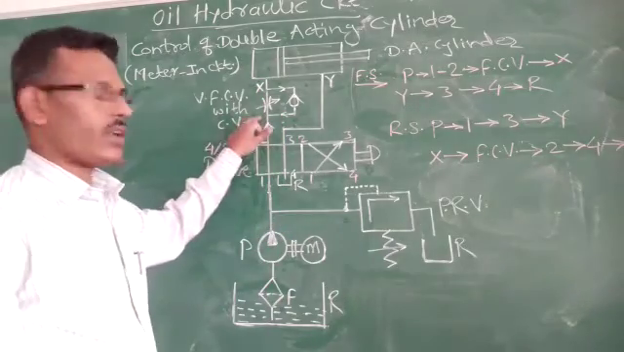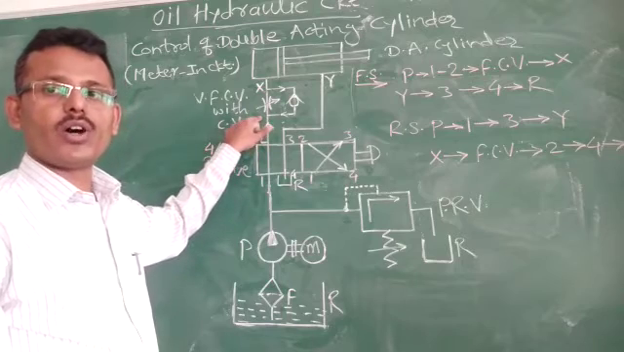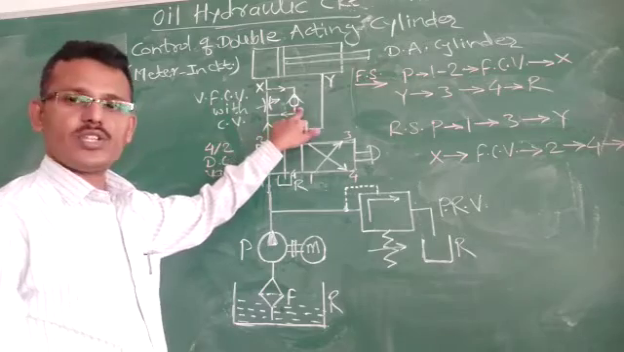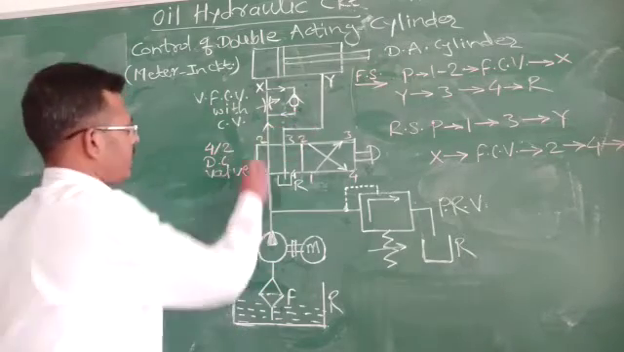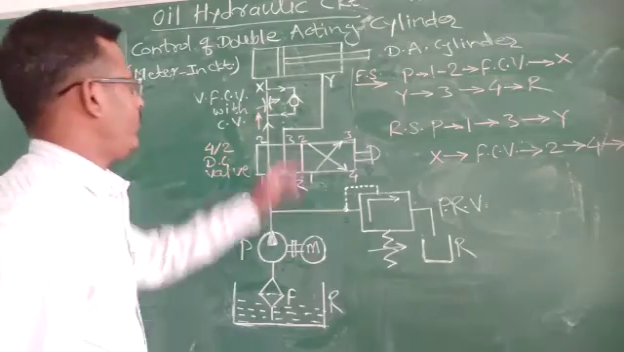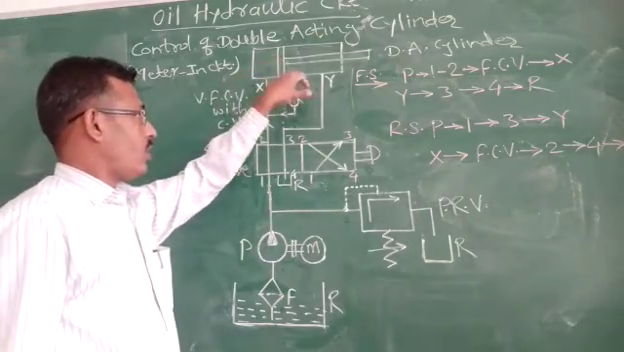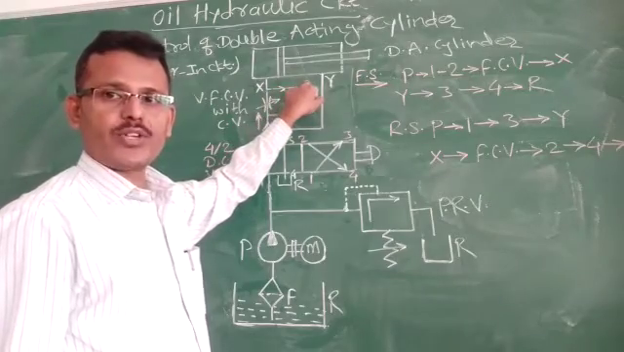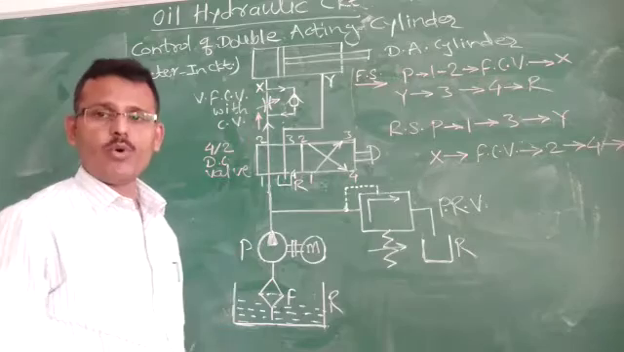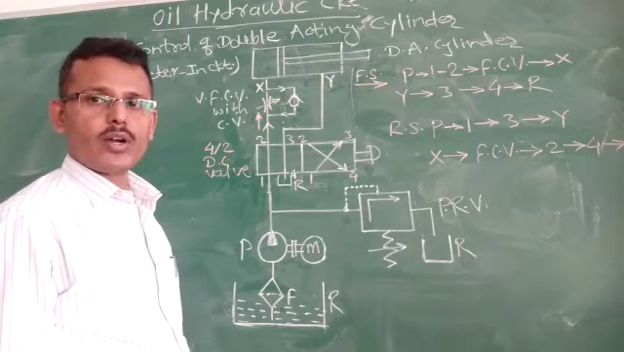Okay, so here we can control the flow rate of the oil. It does not flow through this check valve. Okay, it can flow from port 2 to the flow controller. If there is a demand for the maximum speed of the actuator, at that time we can maintain the maximum opening of the flow controller. So what happens?